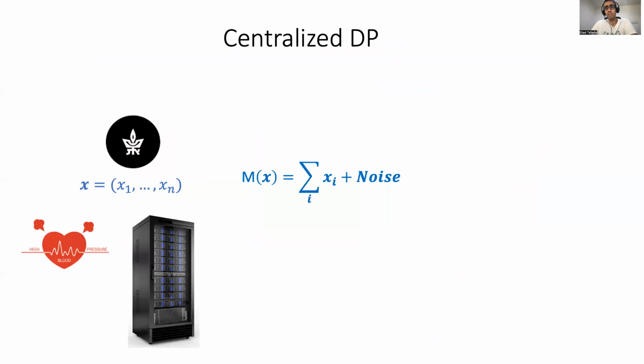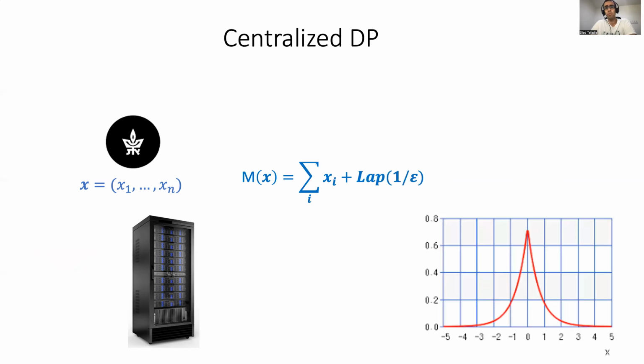As an example, suppose that Tel Aviv University wants to publish a differentially private statistic about its workers, like the number of workers that suffer from high blood pressure. Let X be the binary database, where Xi is 1 if the ith individual suffers from high blood pressure. So we are interested in the sum of the Xi's. The common way to privately estimate it is by adding noise to the sum that will mask the influence of a single record. And the most common noise that gives epsilon differential privacy is the Laplace noise of magnitude 1 over epsilon.